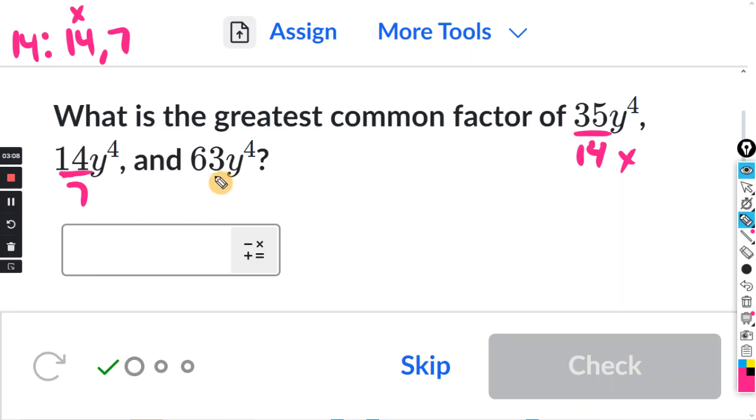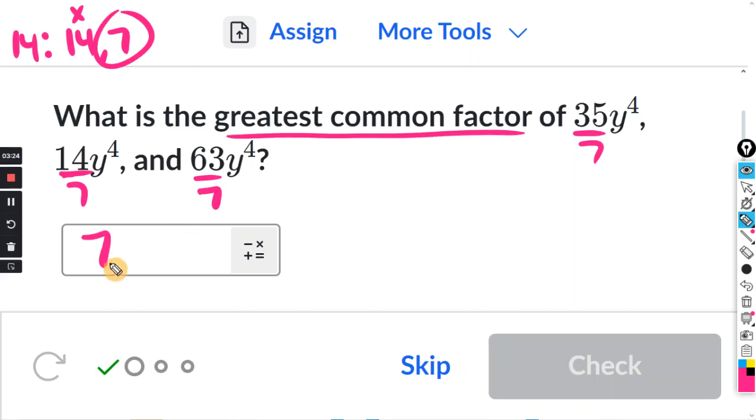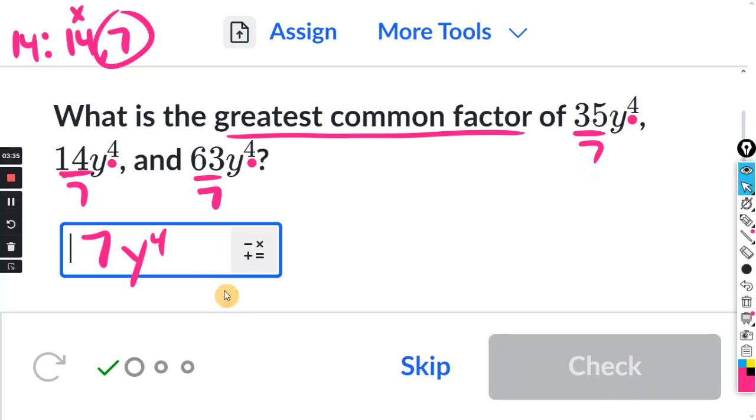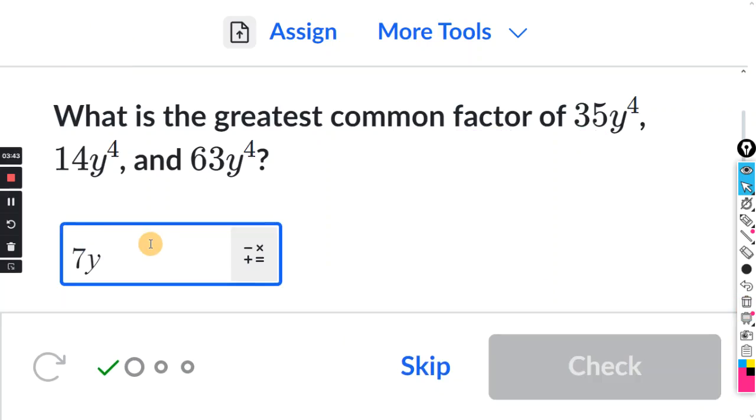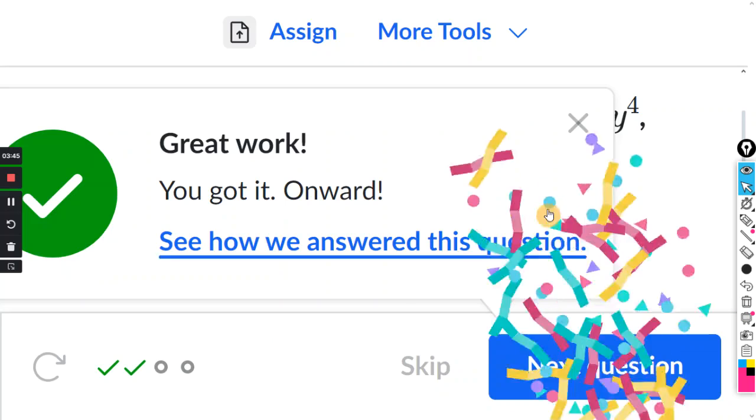14 divided by 7 is 2. 63 divided by 7 is 9. And 35 divided by 7 is 5. It divides evenly on all three. So 7 is the greatest common factor. Now, for the variable, y to the fourth, y to the fourth, y to the fourth. The smallest one is clearly y to the fourth. So that's it. Type 7y, then shift 6 to get the exponent, and that's y to the fourth.